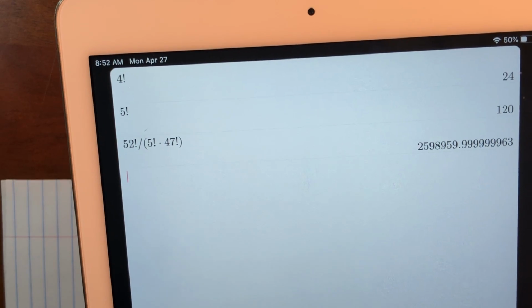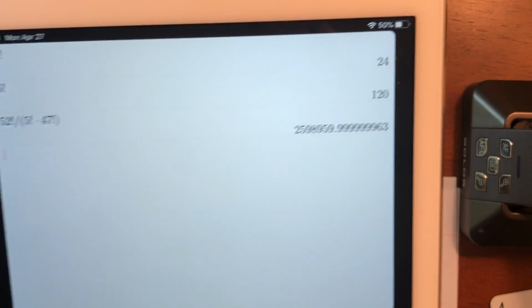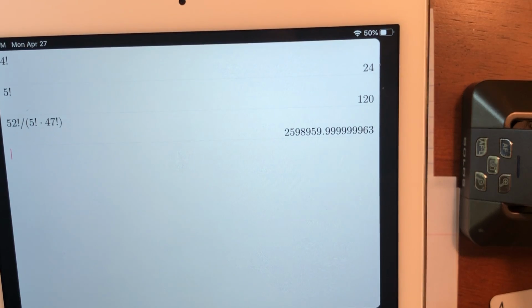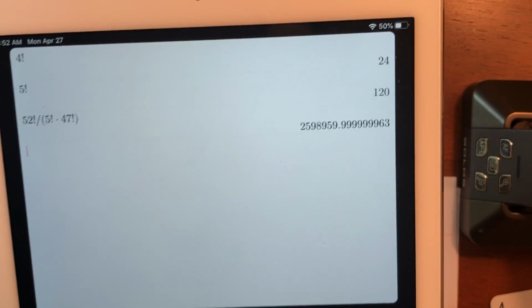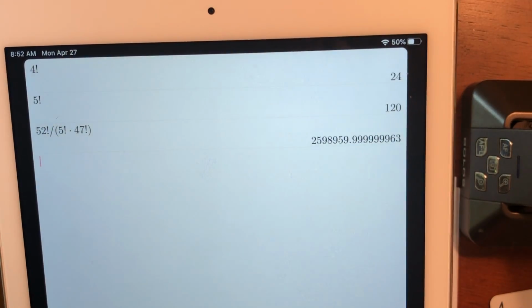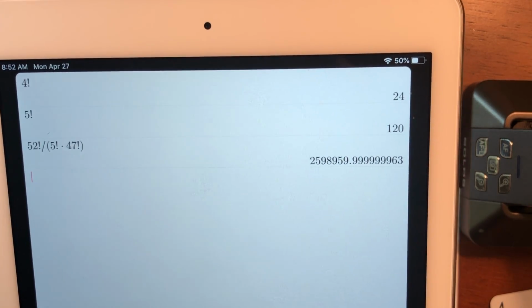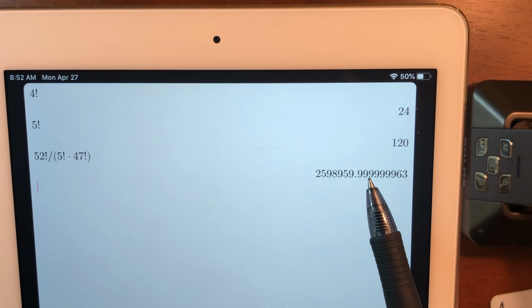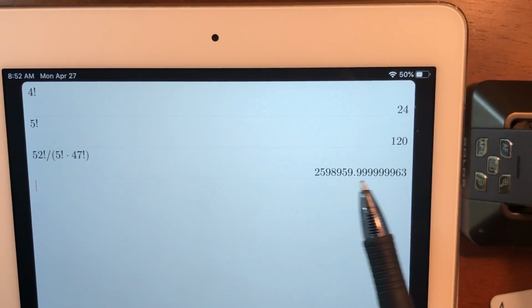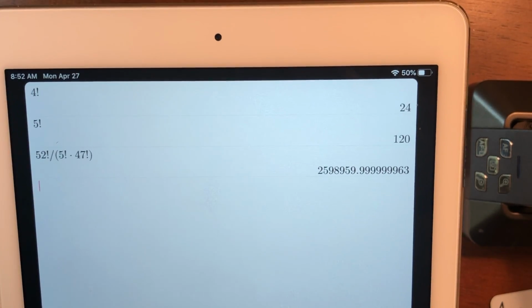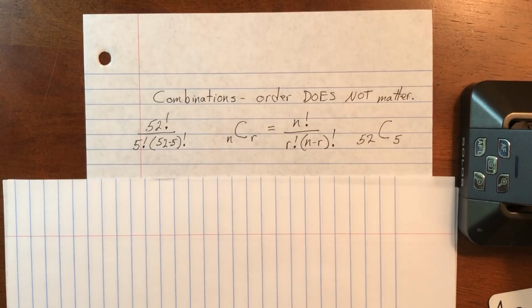And when I get my answer, I get 2,598,960. This would round off to 60. Why it's rounding off to that, I don't know. But if we rounded it off, we'd get the right answer.